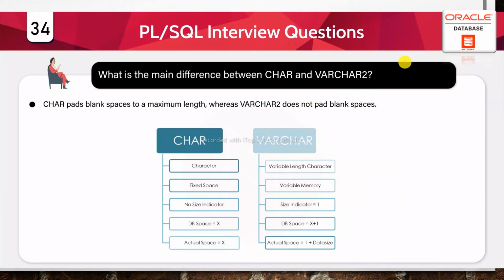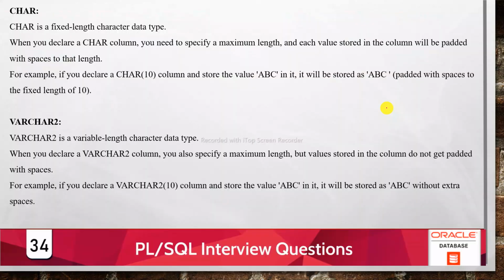Next, we have: what is the difference between character and varchar2? Character pads blank spaces to the maximum length, whereas varchar2 doesn't pad blank spaces. Let me explain in the next slide. You can see in this slide I have explained in detail the difference between character and varchar. Character is a fixed length character data type and varchar is a variable length character data type.